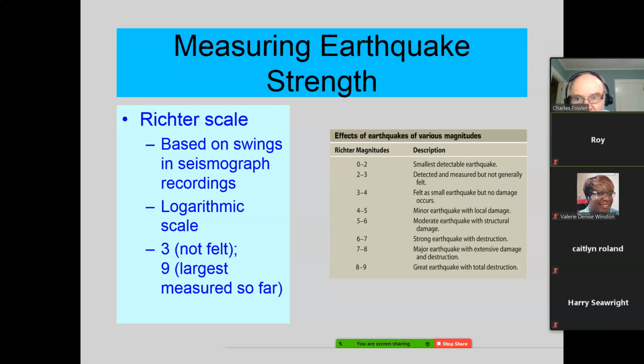Okay, any questions? Richter scale. Remember, those numbers, when you go from a 5 to a 6, you're not just increasing a little bit, you're increasing by a power of 10. Okay.